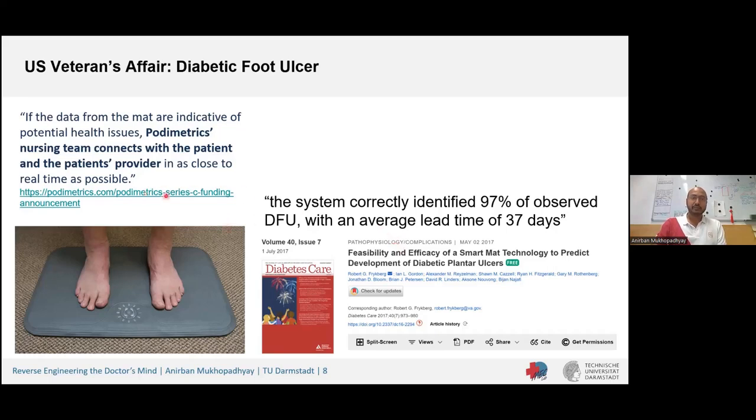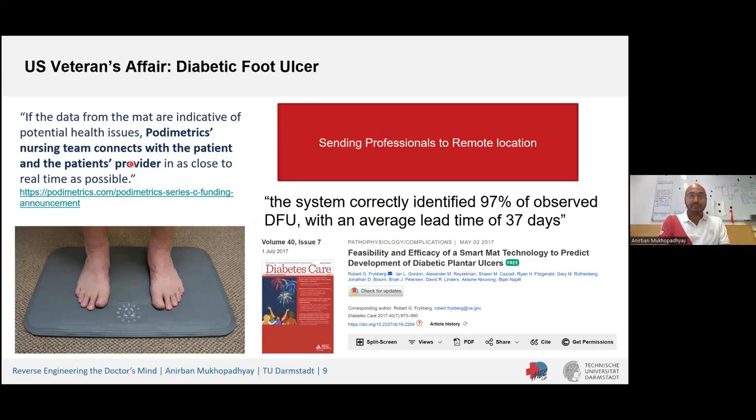But I really wanted to point out in their press release the fact that this company's nursing team connects with the patient and the patient's provider in as close to real time as possible. So basically, they have to send their nursing team to the physical location to actually bring things forward once the diagnosis has happened. Now, if we are really talking about global health, sending professionals to remote locations has many logistical issues, often impossible to scale up if you are really talking about sending them to a truly remote location.